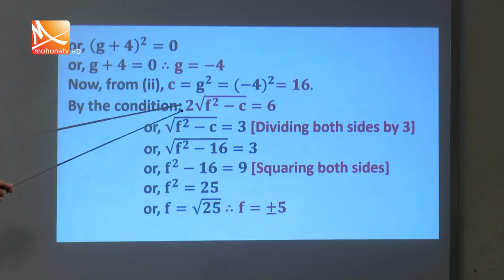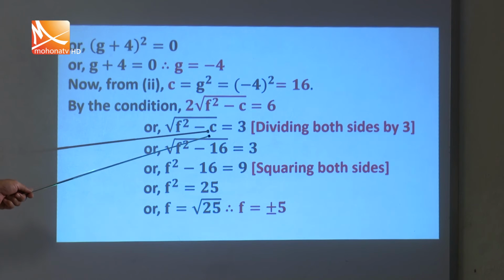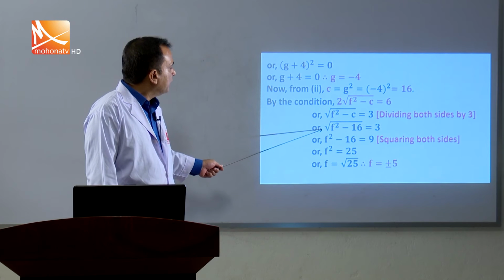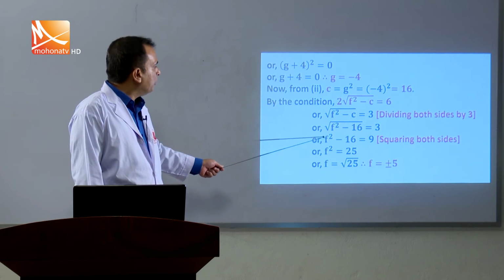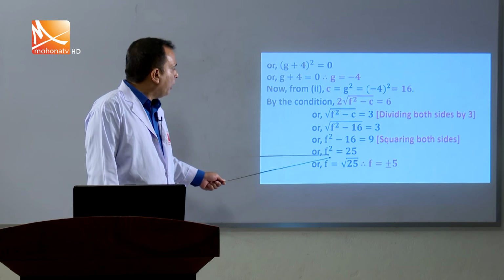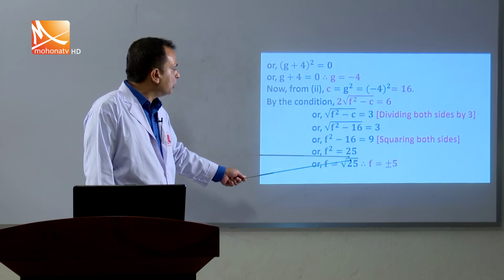So if we divide both sides by 2, then we will get square root of (f square minus c) equals 3. If we put the value of c, then we will get square root of (f square minus 16) equals 3. By squaring both sides, f square minus 16 equals 9, or f square equals 25, or f equals plus or minus 5.